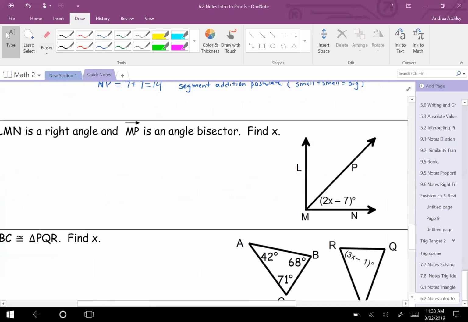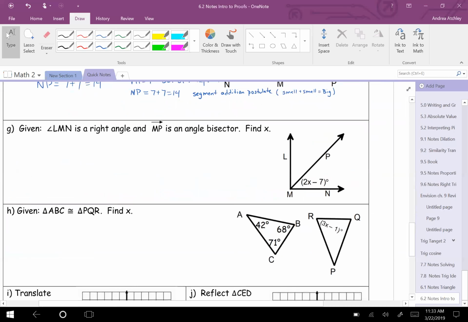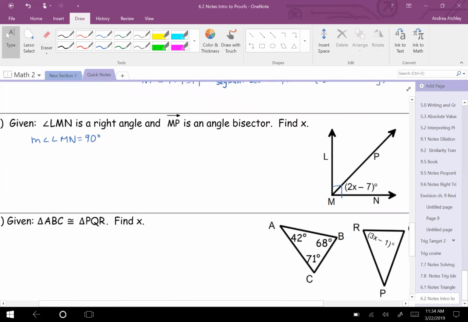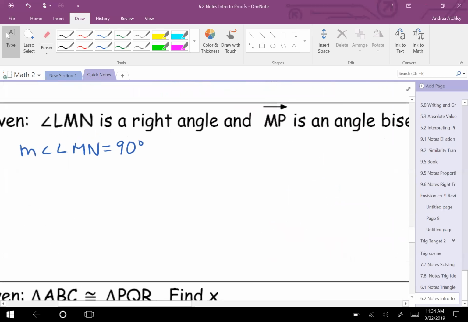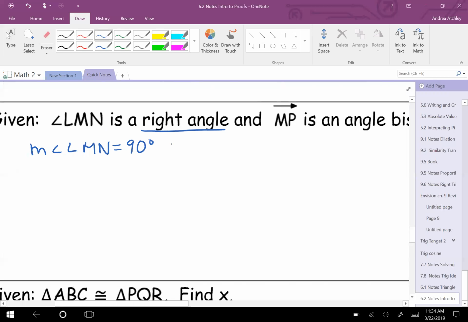Okay, now, angle LMN is given, angle LMN is a right angle. So what does that mean? 90-degree angle, right? Okay, so the measure of angle LMN is 90 degrees. And what's our reason why? Anyone want to take a good guess? Definition of a right angle. That's what a definition of right angle, right? I gave you right angle. So it's the definition.